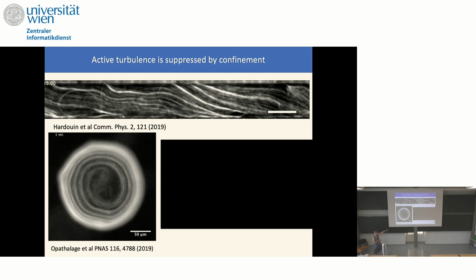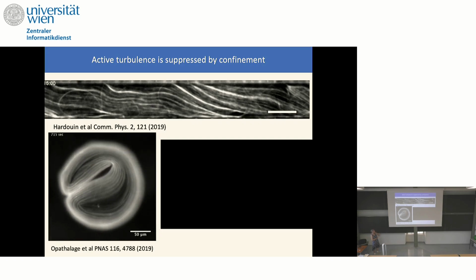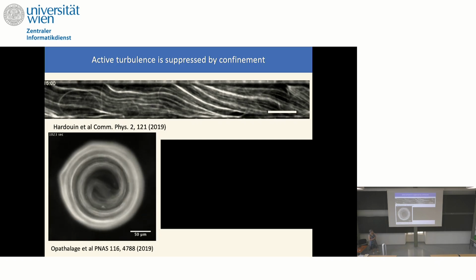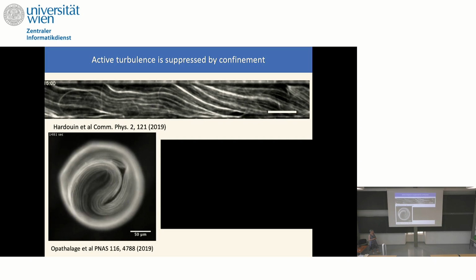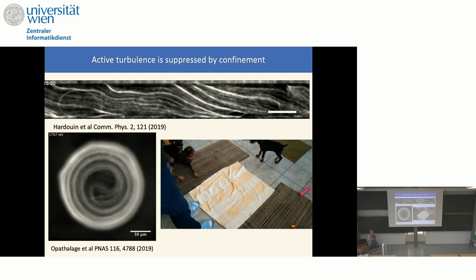This is the same thing happening now in a circular confinement. Out comes a beautiful movie. Again, now the regular flow is a circular regular flow. Everything is pushed around, but then occasionally you get an instability and a topological defect is formed. And we can now see exactly this in the simulations. Cute movie. And of course, macroscopic active matter does the same thing.